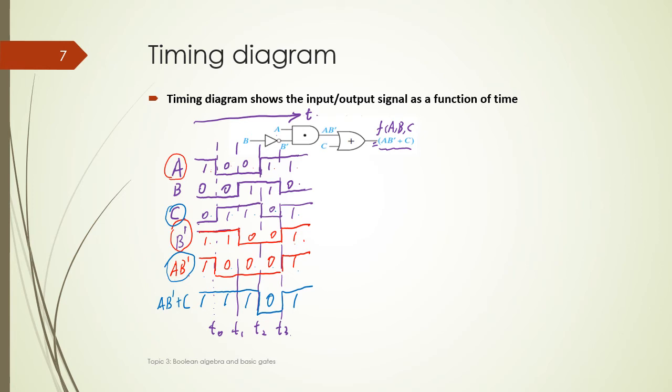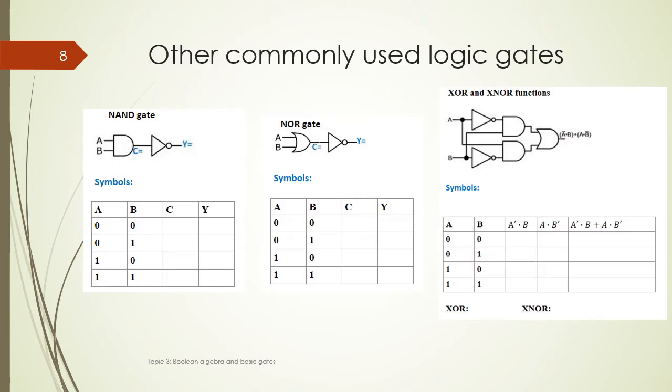So that's what the timing diagram means and how you solve it. Besides these 3 basic logic gates, we also have other commonly used gates. If we add a NOT gate to the output of the AND gate, we get a NAND gate. So NAND basically means not AND. And so you will know that its truth table basically is the opposite of AND.